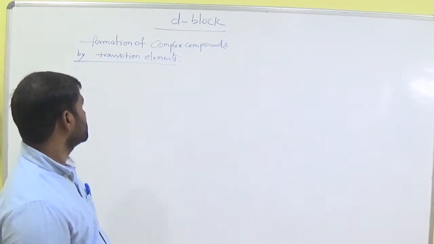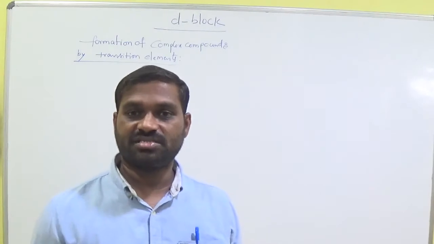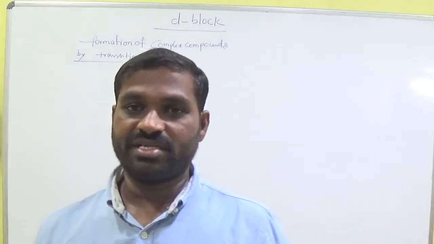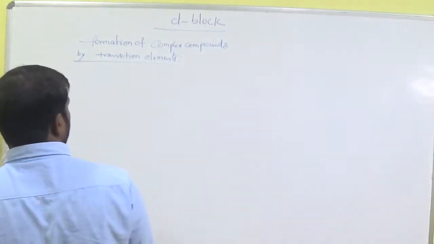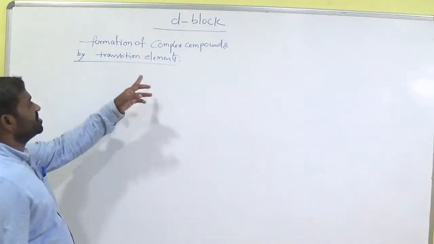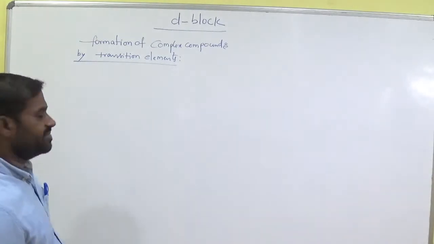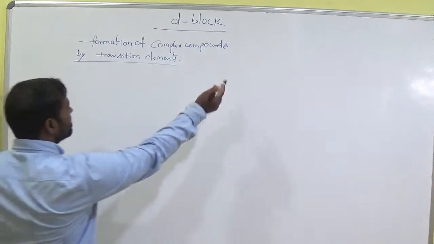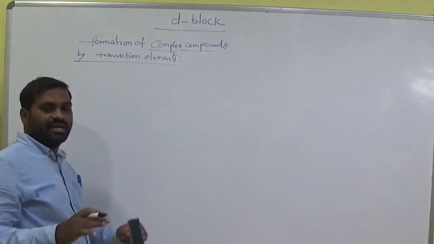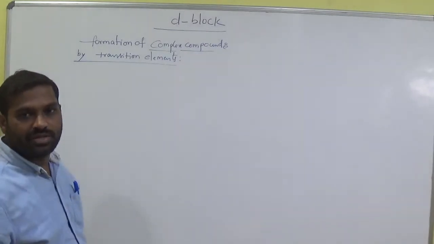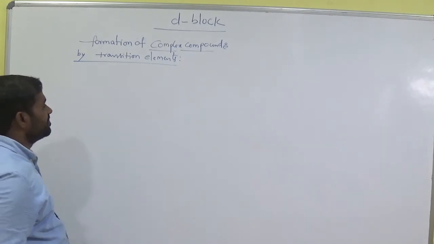Okay. So here we are discussing the properties of transition elements. Already we discussed magnetic properties. And now we go for the formation of complex compounds by transition elements. D block elements are called transition elements. Now what are complex compounds? Complex means simply a big type of molecule. It consists of a number of atoms, a number of groups. Okay. So let's see.